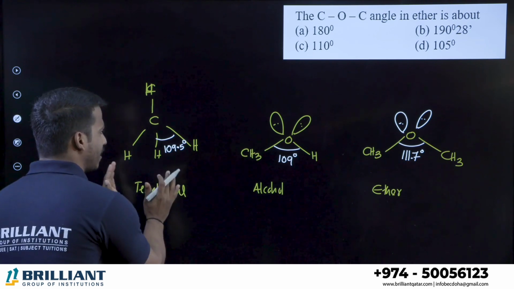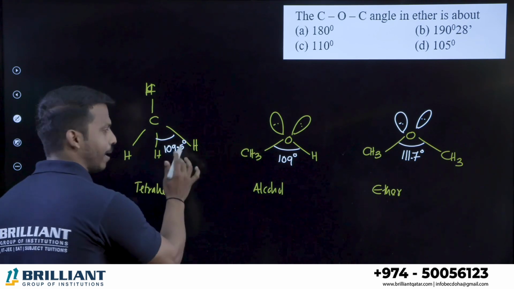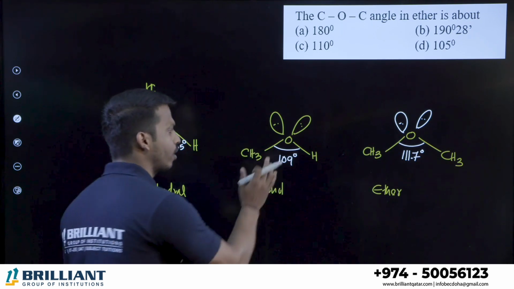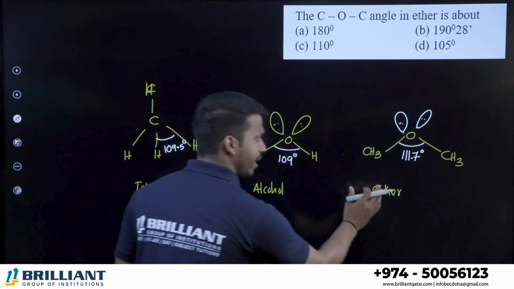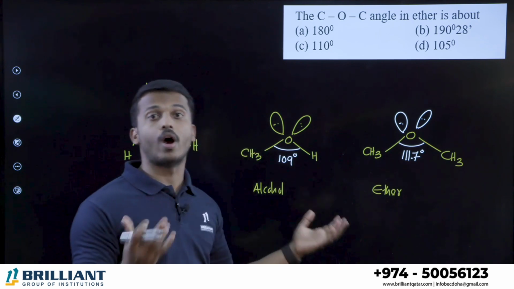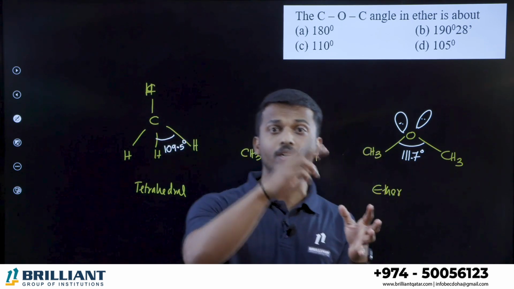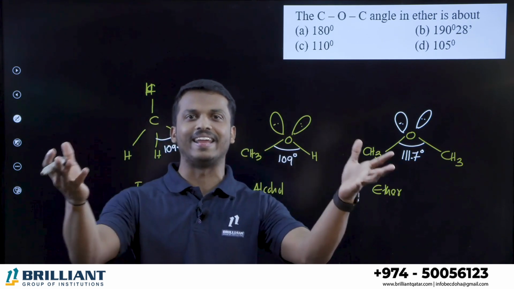Okay, now let's see what the data is here. Normal tetrahedral bond angle is 109.5 degree. In alcohol it is 109 degree. In ether it is a little greater. Why? Why in ether is the bond angle between carbon, oxygen, carbon a little greater?